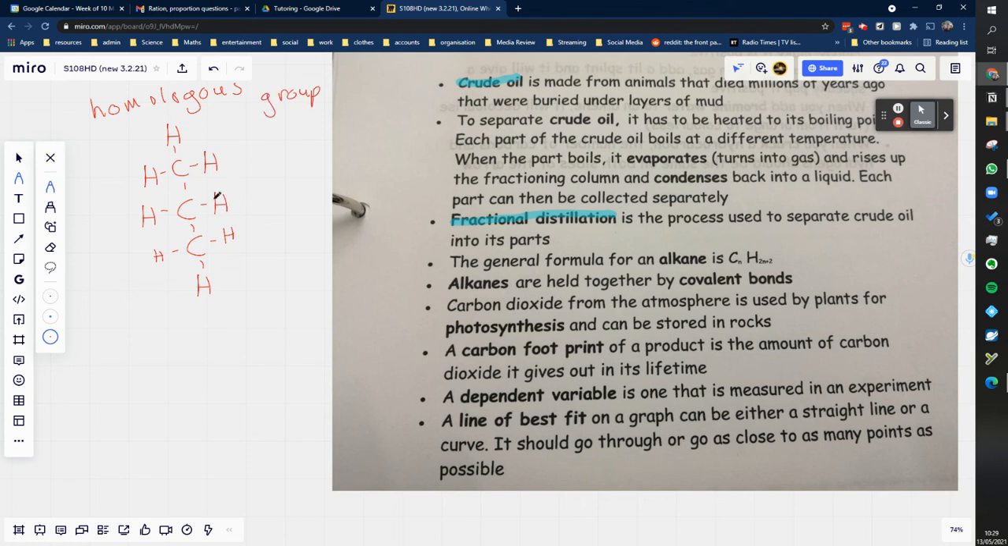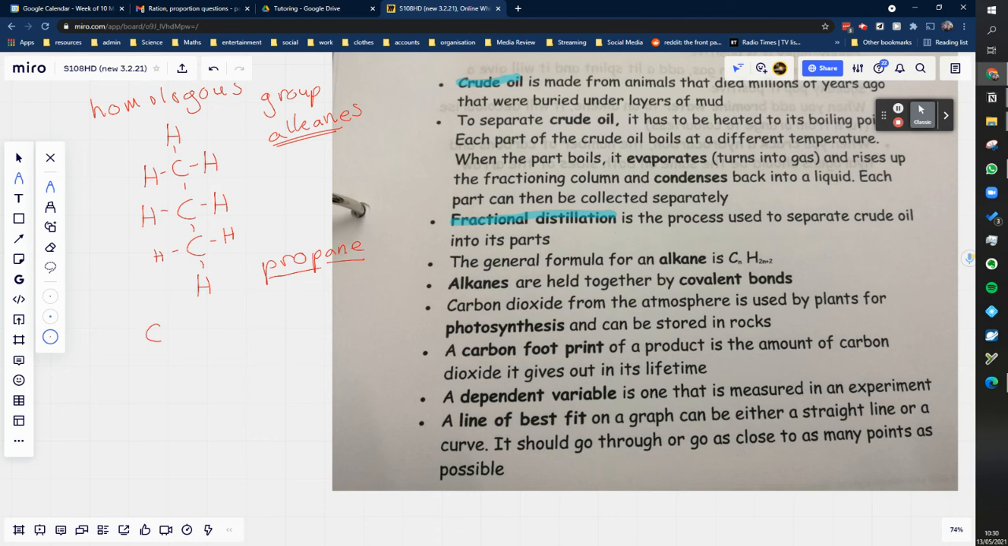And this homologous group that I'm drawing, when I keep adding the carbons and so on, is called an alkane. These are alkanes. So this particular alkane is called propane. The ane at the end is telling me that it's an alkane, and the prop is telling me how many carbons there are in that chain.